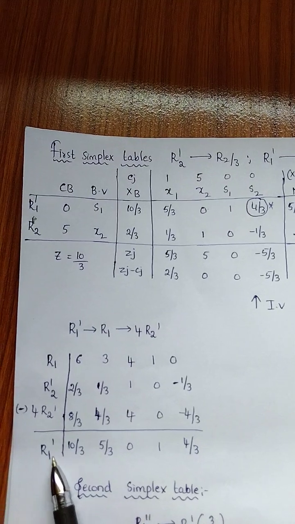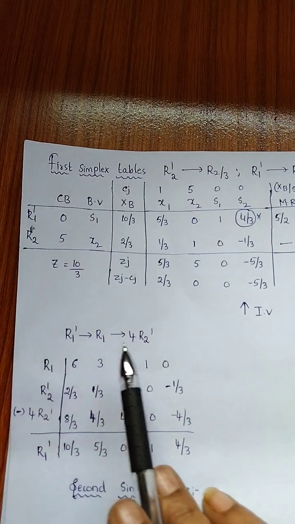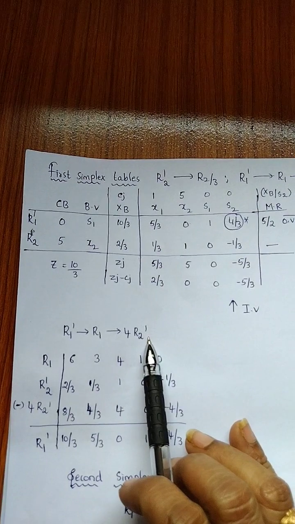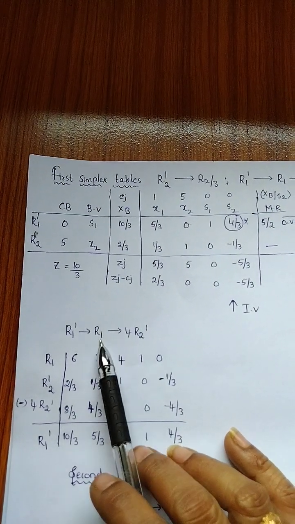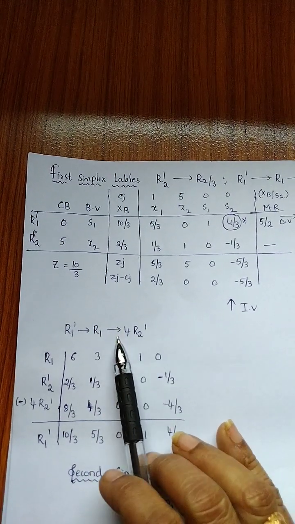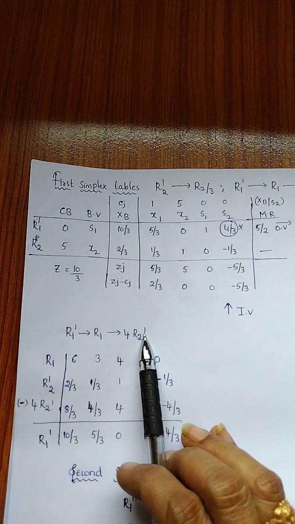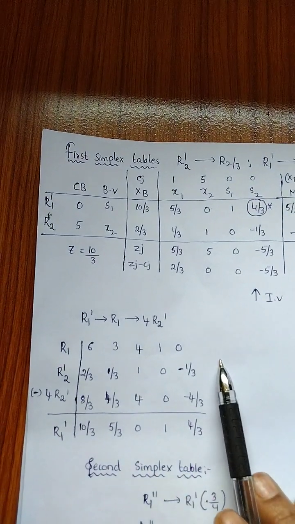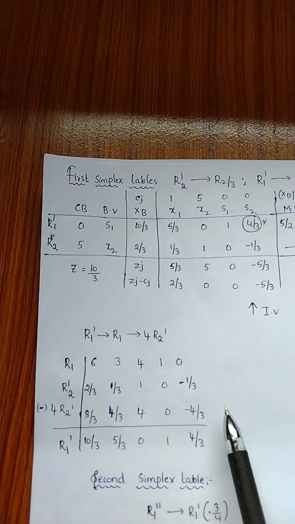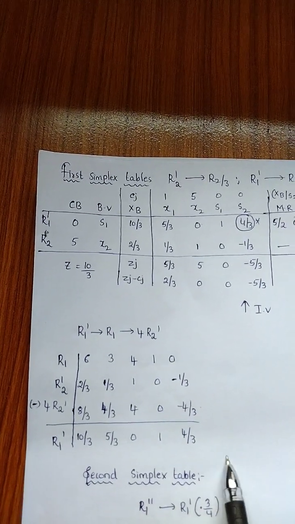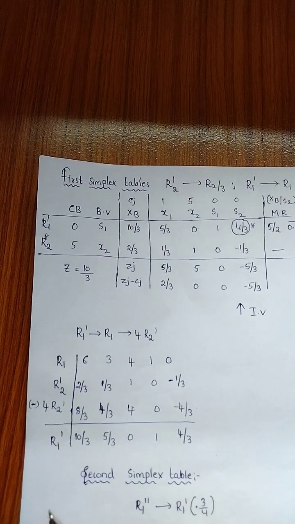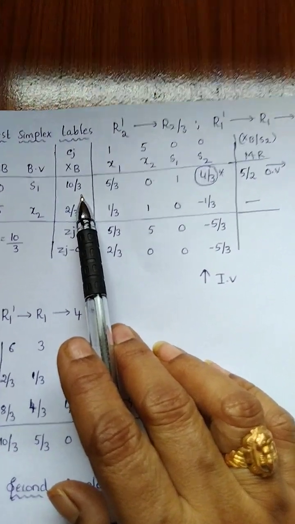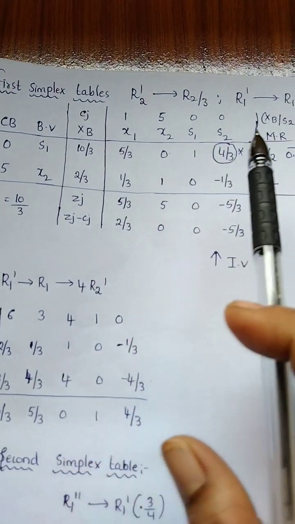Instead of getting this new row of R1 dash, we are going to use this row operation: R1 dash is replaced by R1 minus 4 into R2 dash. Why? Because in the place of R1 you have 4. If you multiply R2 dash, which has 1 in that place, and subtract these two, you are going to get 0. So I have written R1 and R2 dash multiplied with 4, that is this row, and you get the value of R1 dash. Whatever values you get in R1 dash, we substitute over here. That is 10 by 3, 5 by 3, 0, 1 and 4 by 3.